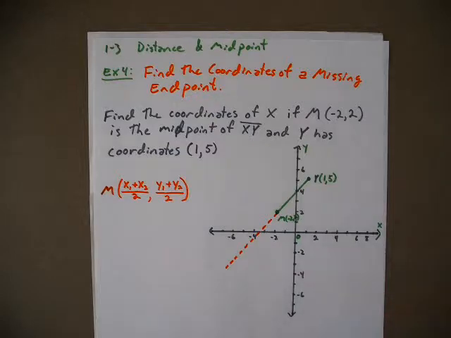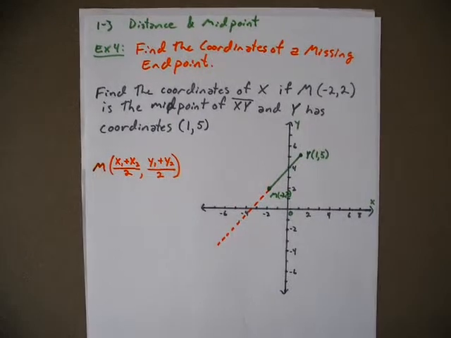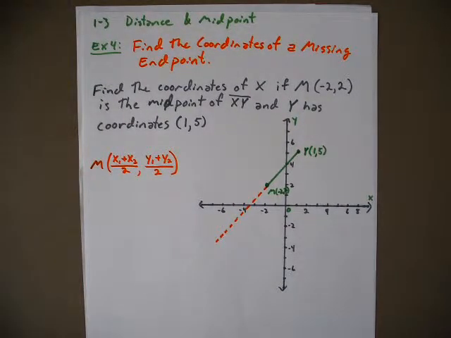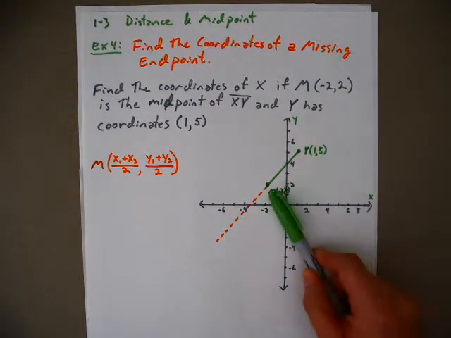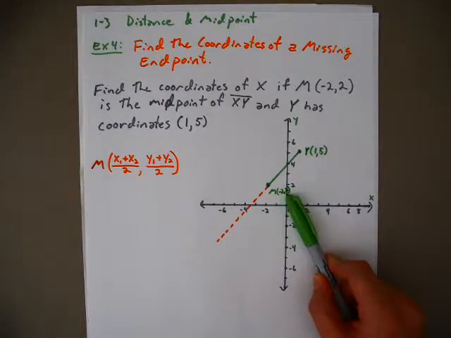So we're going to find the coordinates of a missing endpoint. So it asks us, find the coordinate of x if M, which is negative 2, 2, is the midpoint of line segment XY, and Y has a coordinate of 1, 5. So what I've gone ahead and done, and it might be helpful to you to do this as well, is I've graphed this. So I've got one endpoint at Y, which is 1, 5, and M is our midpoint, and that's at negative 2, 2.